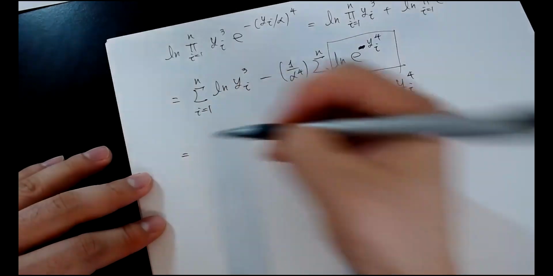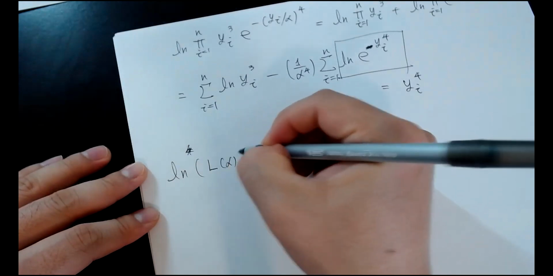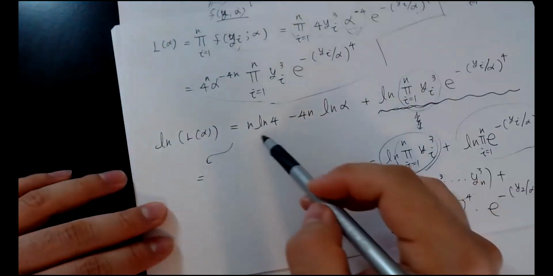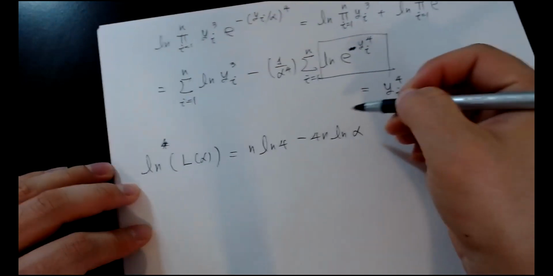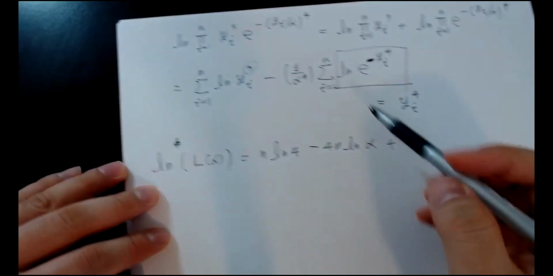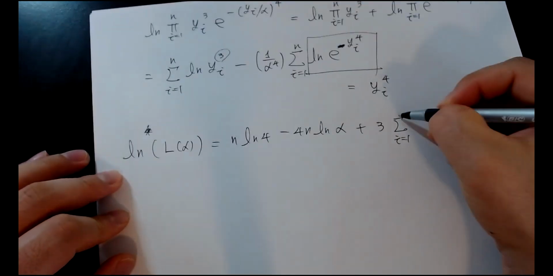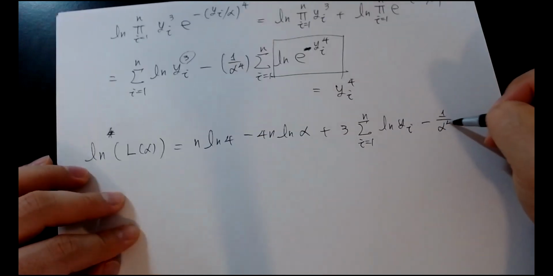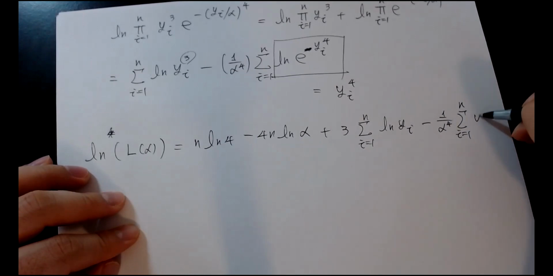So now the natural log of the likelihood function L of alpha is equal to n times natural log 4, minus 4n natural log alpha, plus 3 times the sigma, i goes 1 to n, of the natural log of yi, because it is natural log yi to the third power and we can bring the 3 out, and then minus 1 over alpha to the fourth power times the sigma, i goes 1 through n, of yi to the fourth power.